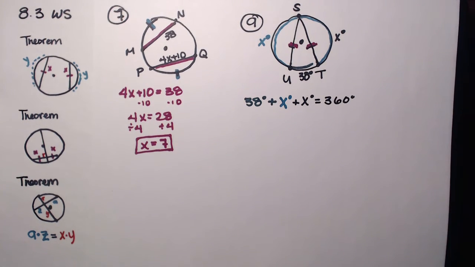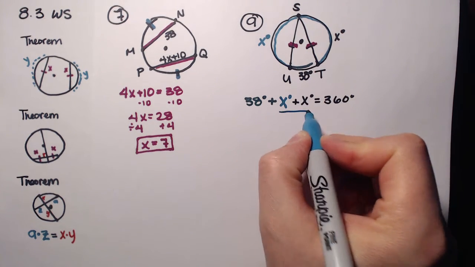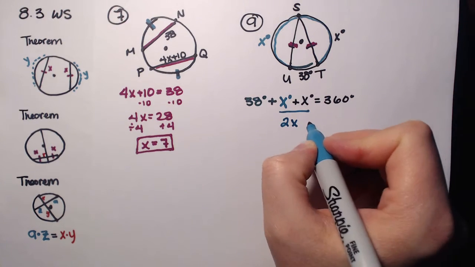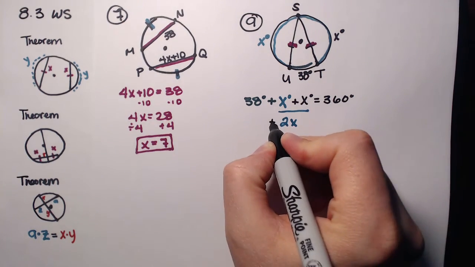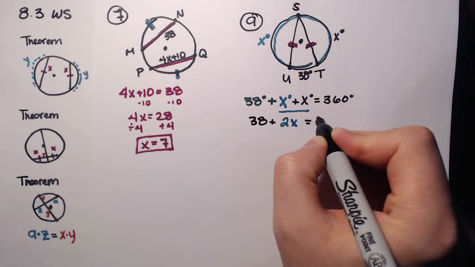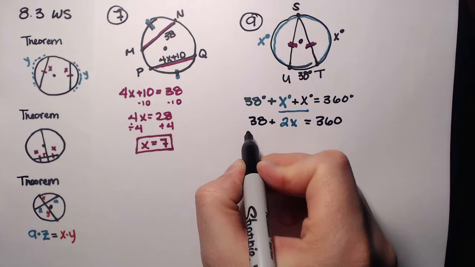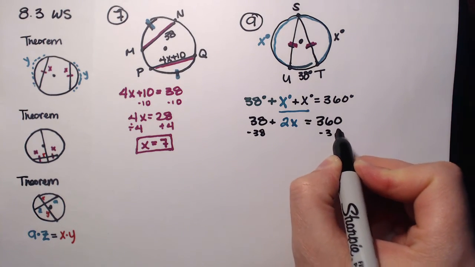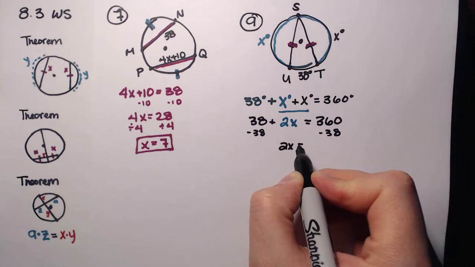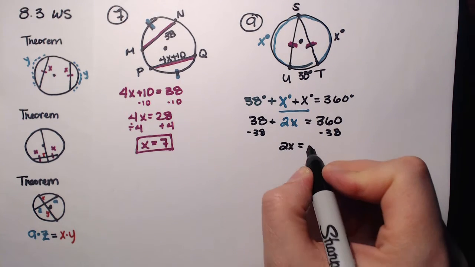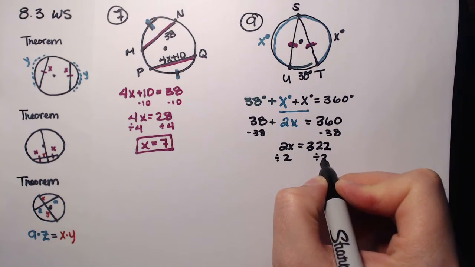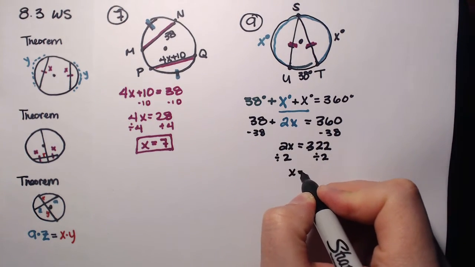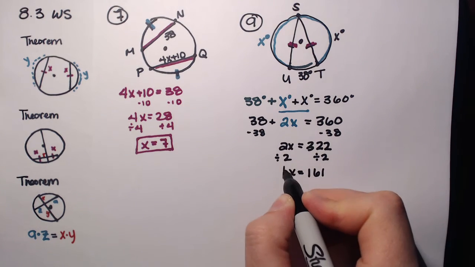So then if I combine like terms, I get 2 x's plus that 38 is equal to 360. So I'm going to subtract 38 from both sides. 2x is going to be equal to 322. Now divide by 2. x equals 161.